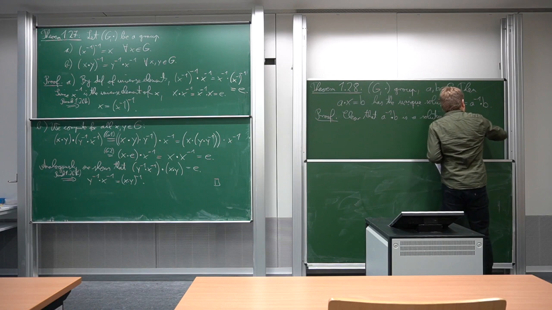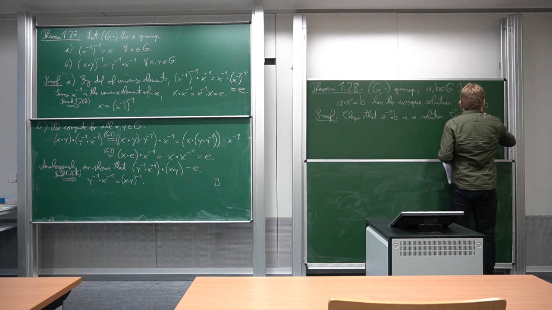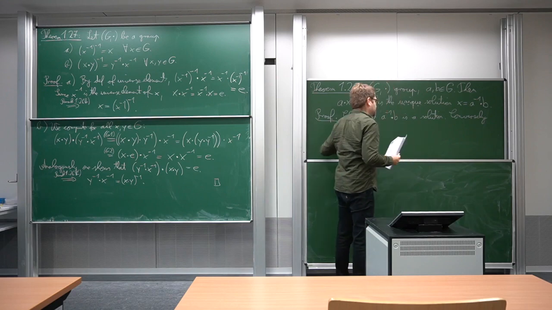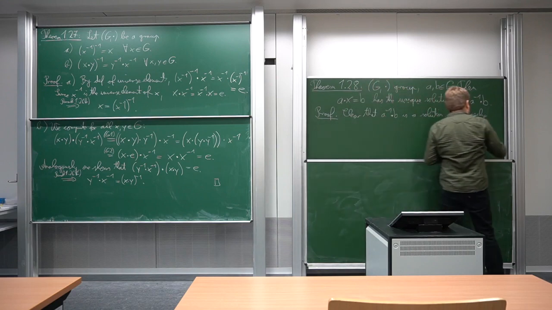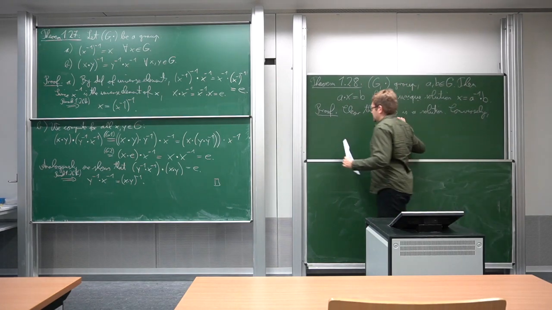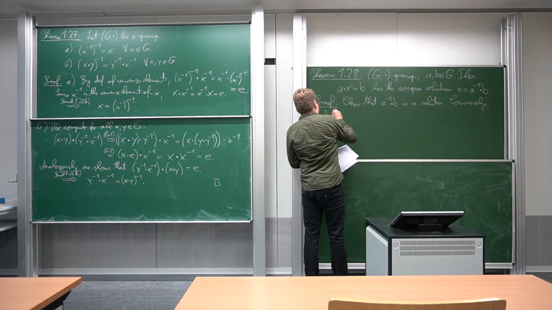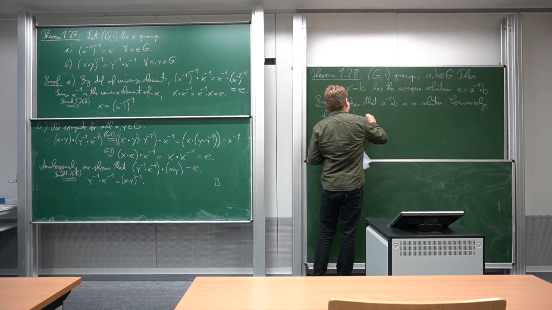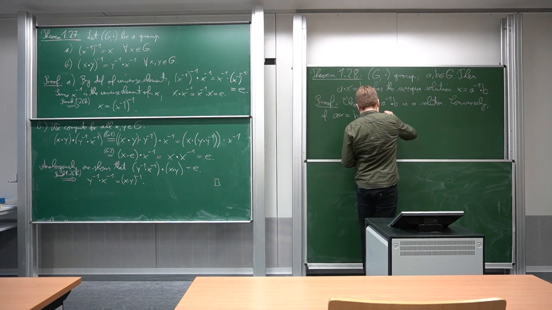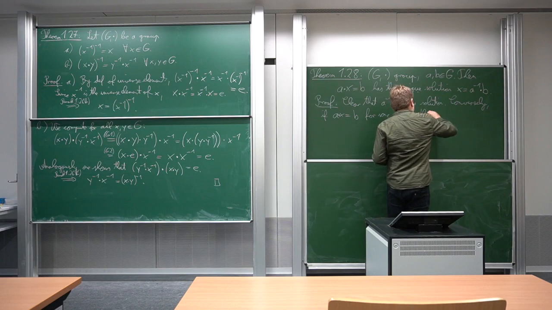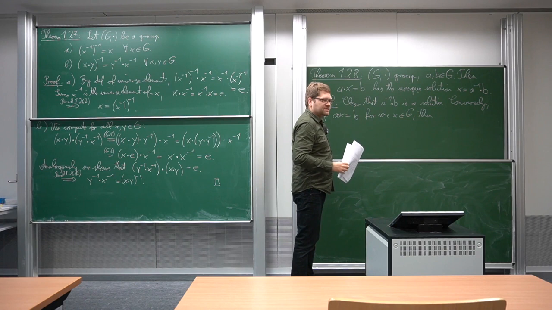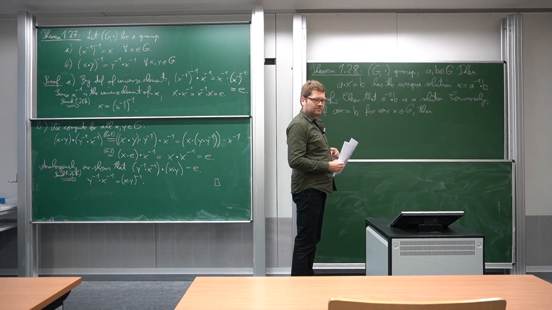Conversely, now we know this is a solution, but now we need to show that if we have some solution, it coincides with this one. So conversely, if we have some element x in G such that a times x is equal to b, then we know that multiplying these things with some elements doesn't change the equality between them.